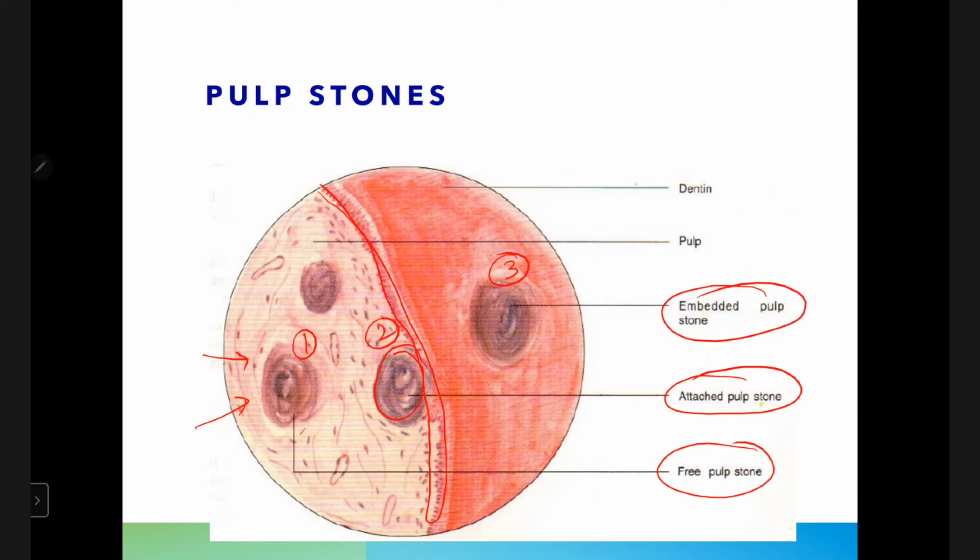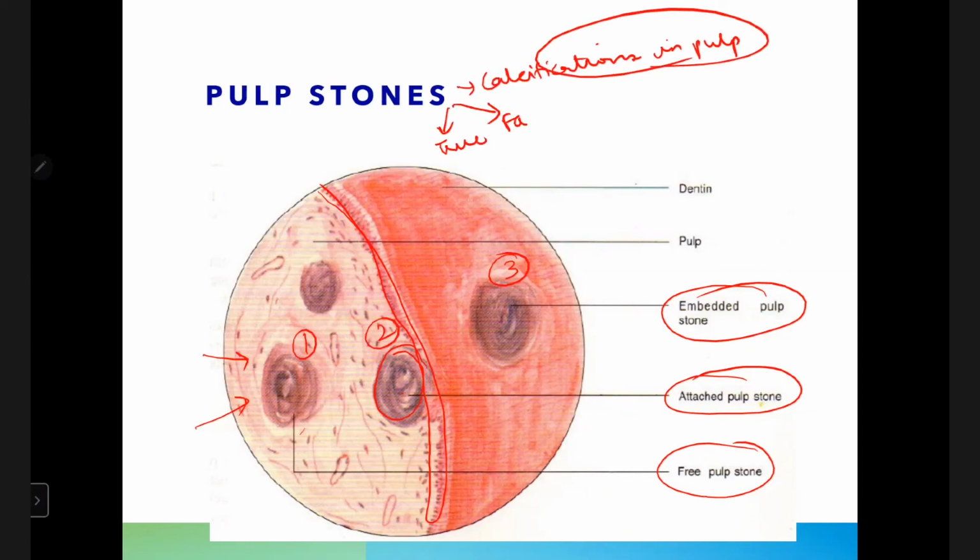So what are pulp stones? They are nothing but the calcifications that are seen in the pulp. The calcifications in the pulp are called pulp stones. In this also we have true pulp stones and false pulp stones. True pulp stones resemble dentine, whereas false pulp stones do not resemble dentine.